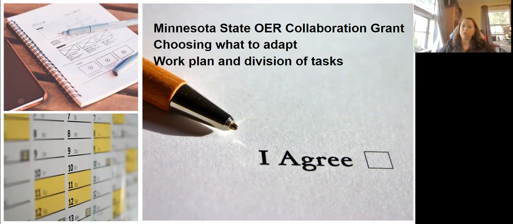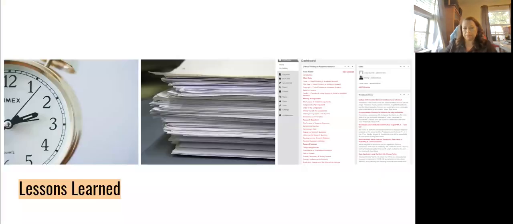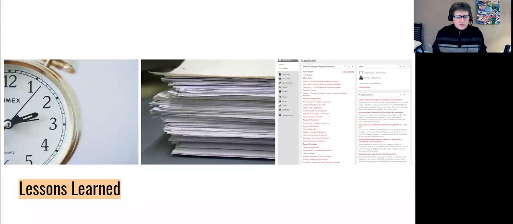Like I said, we chose what to adapt, and then we created our work plan and divided our tasks, which was really important because we knew what we needed to get done to complete the book, but we needed to divide that up and decide how we would communicate questions and changes and come to a meeting of the minds. So we wanted to share some of the lessons that we learned during this adventure.